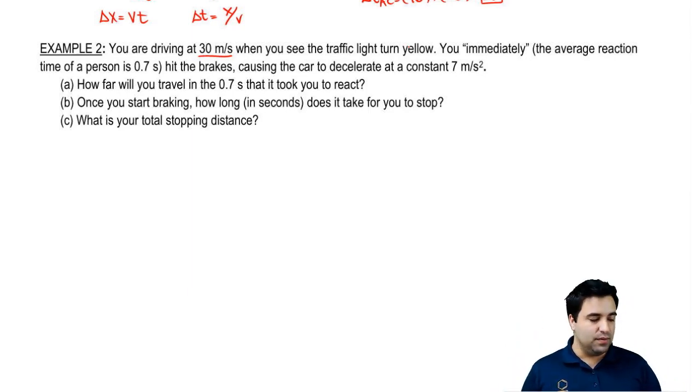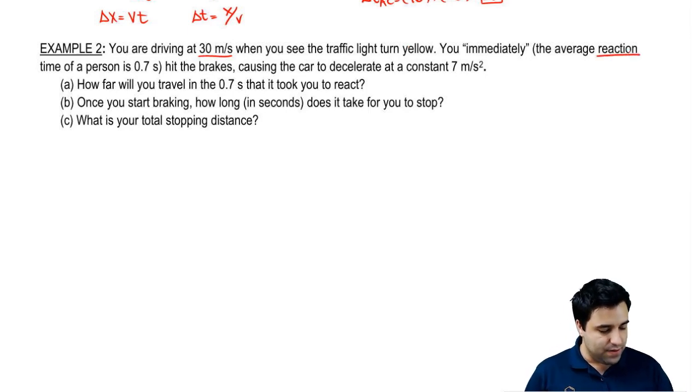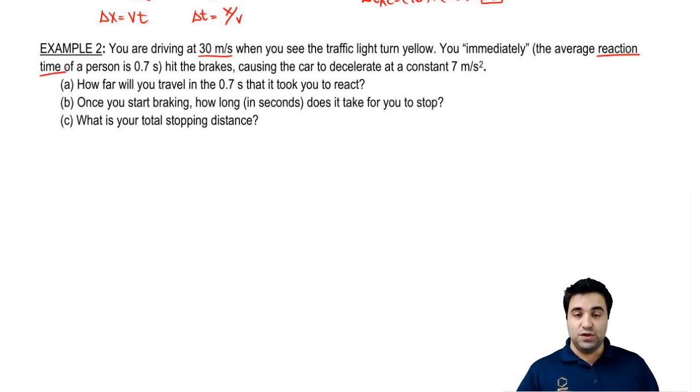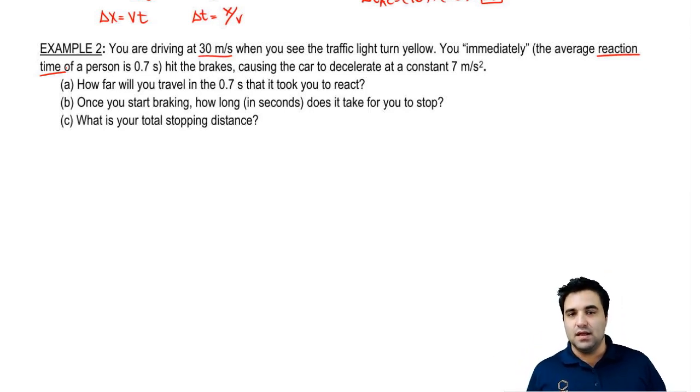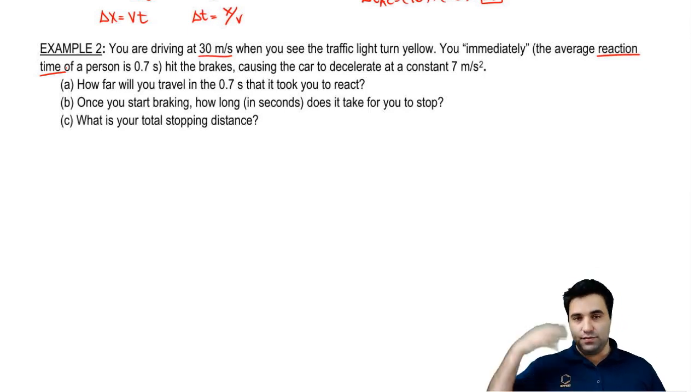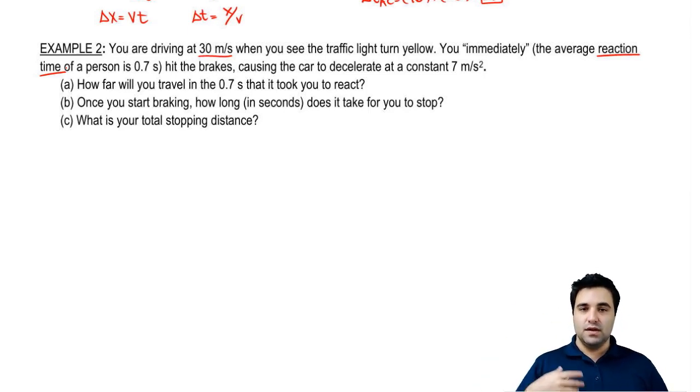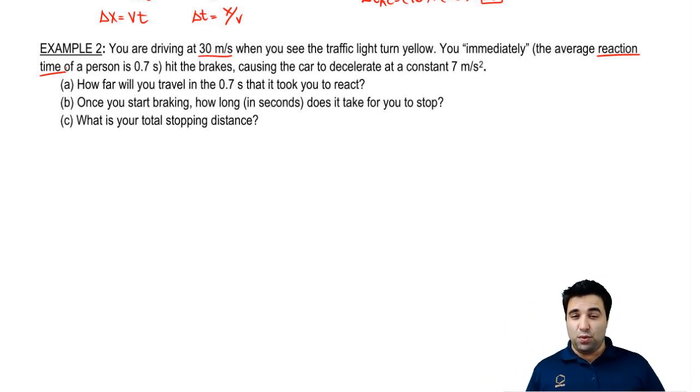This is a classic problem of reaction time. And the idea of reaction time is when you see something and you immediately react on it, it's not actually immediate. It takes a little bit of time, which is usually 0.7, for you to do something. It's the time that it takes for your brain to process information and for you to react to it. And the idea in these questions is that for those 0.7 seconds, you don't do anything, right? You're actually just moving at the same speed, and then you start decelerating. So it's kind of dangerous, but let's see.